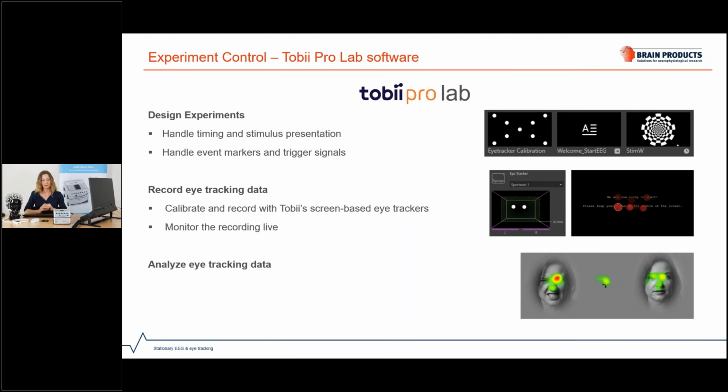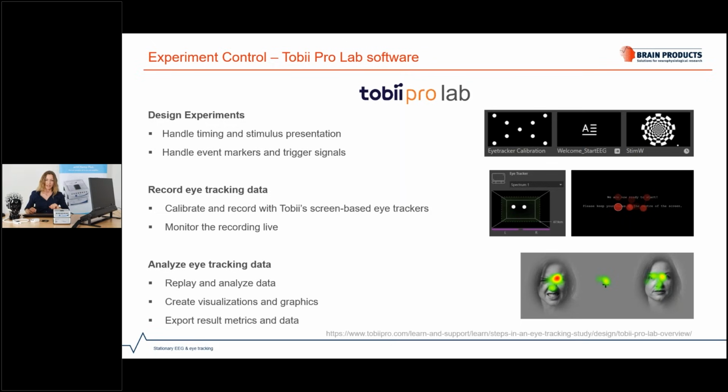Then the recording part is also extremely easy with ProLab, obviously. So this is working for all screen-based eye trackers, not just the Spectrum, but for example, also for the Fusion eye tracker. And here you can also record, monitor the recording live and see where on the screen the participant is focusing. And lastly, ProLab has many great analysis tools for eye tracking data. So even really complex analysis like mapping gaze data onto moving stimuli or onto videos is really simple and just takes a few clicks with ProLab.